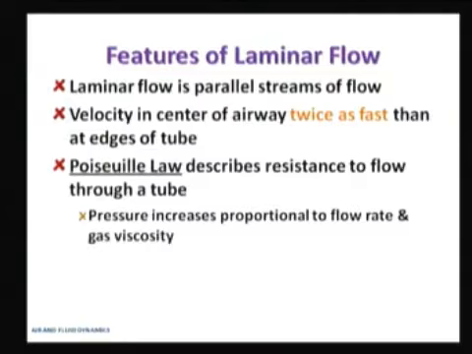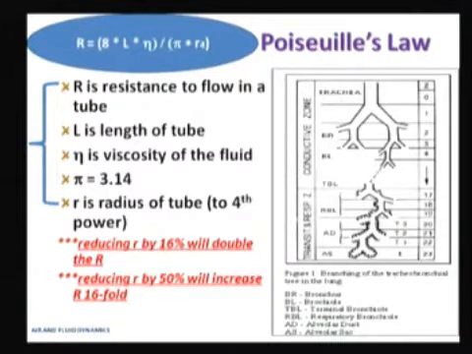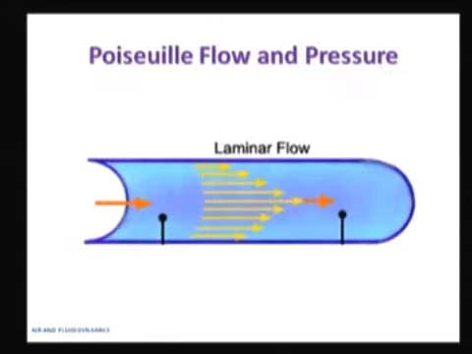Pressure increases proportionally to the flow rate and gas viscosity, and the smaller the airway radius, the more the flow resistance increases. This is the formula I want you to see. Reducing the radius R by 16% will double the resistance of the airway, and reducing the radius by 50% will increase resistance 16-fold. This is what we call Poiseuille flow, the laminar flow. It is mainly double at the center and half at the periphery. This is the laminar flow that occurs at low flow rate.